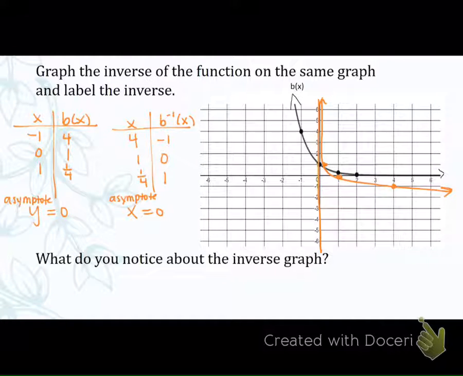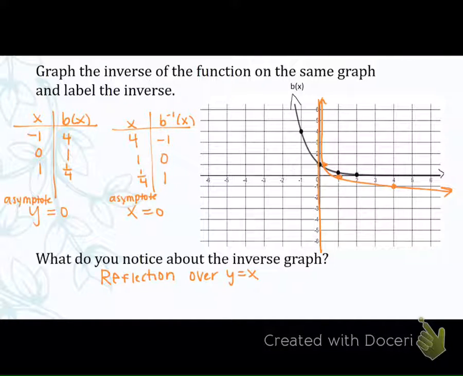All right, so which line do you remember the inverse graphs being reflected over? Which line was the inverse reflected over? Does anybody? y equals x. The line y equals x is your reflection line. So y equals x is this line here.